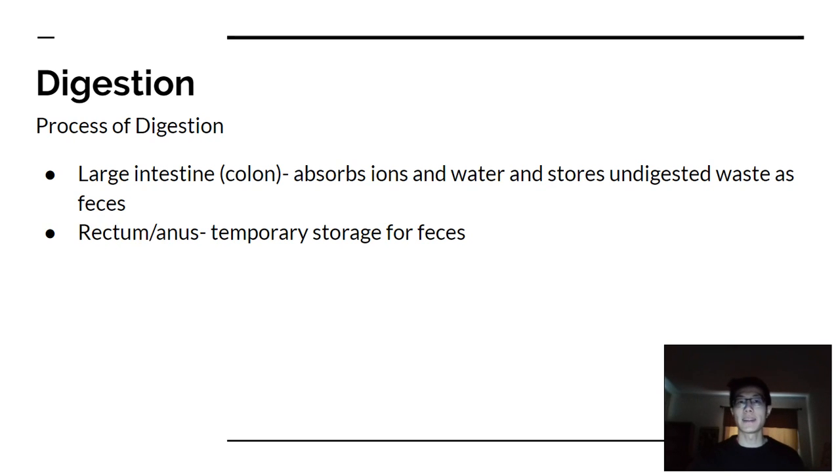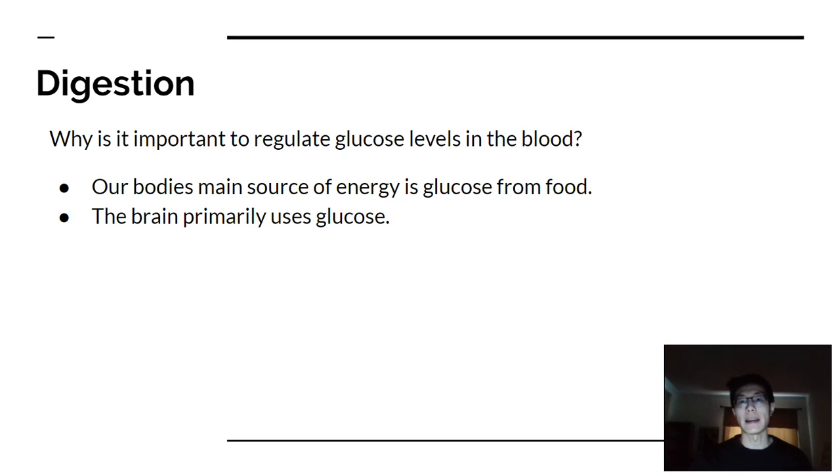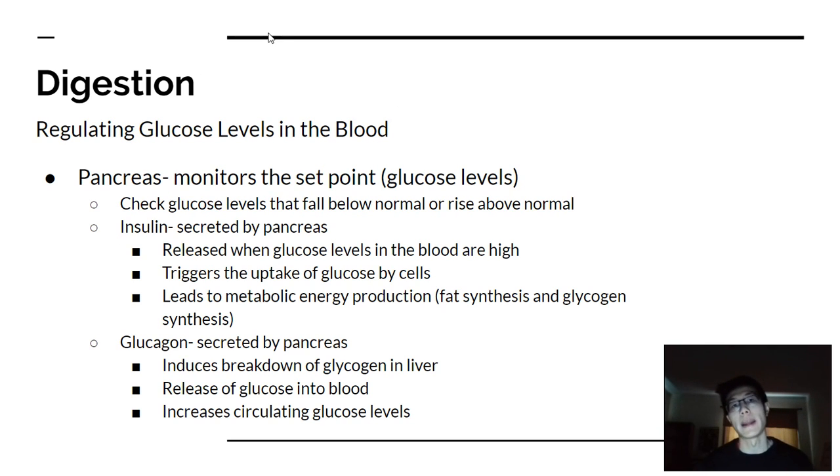Okay, the last thing that I'm going to discuss is, what about that glucose? Why is it that in terms of digestion, glucose is such an important thing? Why is it that we always talk about this thing called glucose? The reason is that glucose is quite important for our bodies. Our bodies maintain this very important energy source called glucose from food, especially because of our brain. Our brain primarily uses glucose and not really much else for energy purposes. So we have to end up regulating glucose levels within our body.